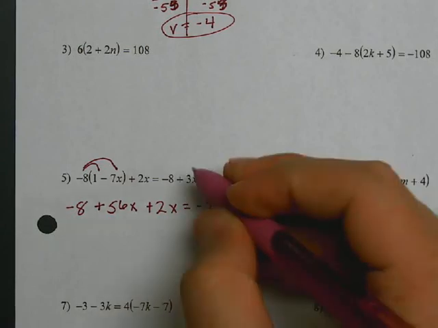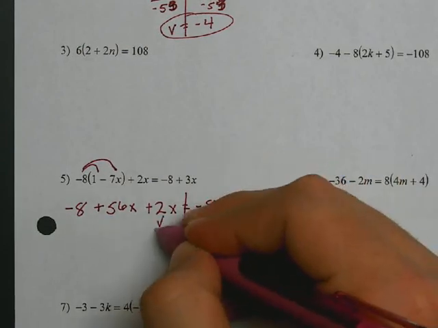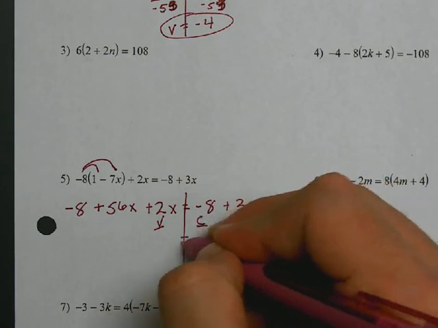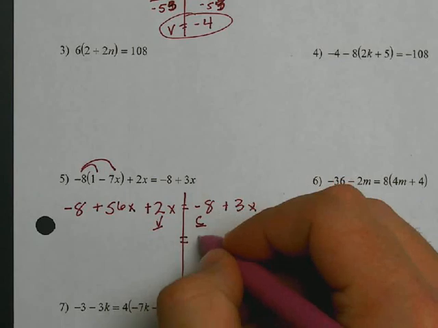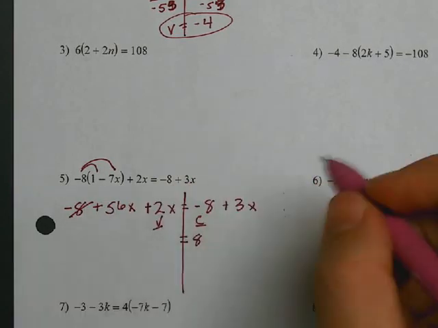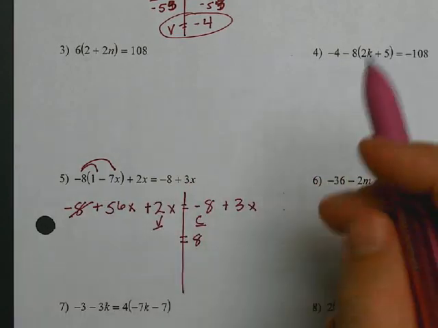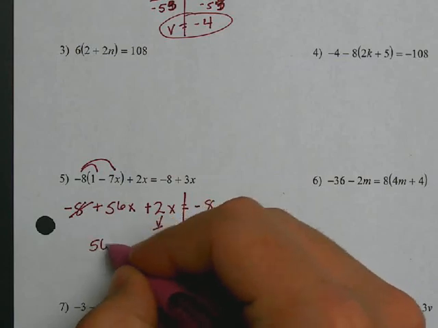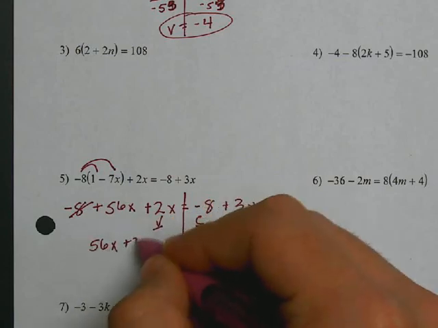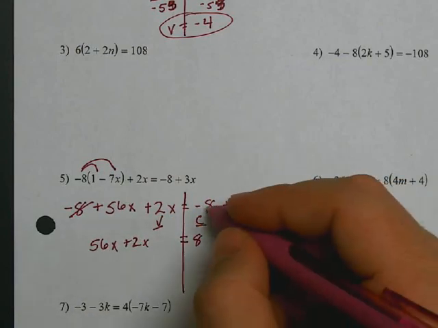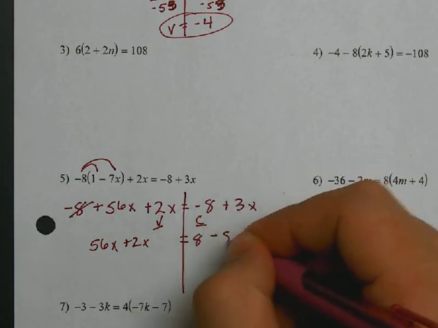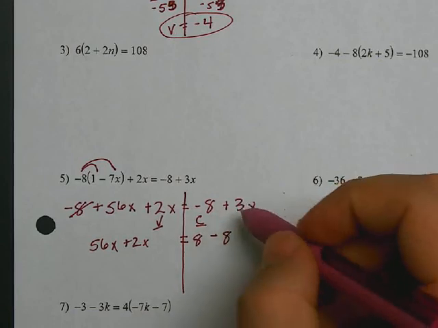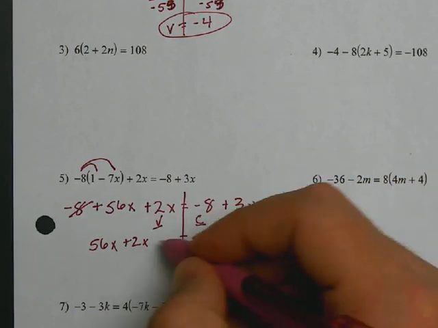From there, I do variables, constants, equal sign. Negative 8 is a constant, so I move it over, change the sign. 56x is a variable, so I just drop it. 2x is a variable, I just drop it. Negative 8 is a constant, so I just drop it. And then 3x is a variable, I move it over, change the sign.